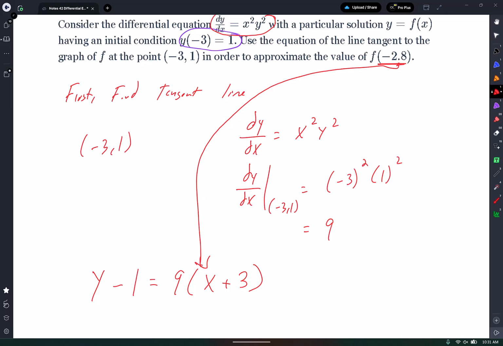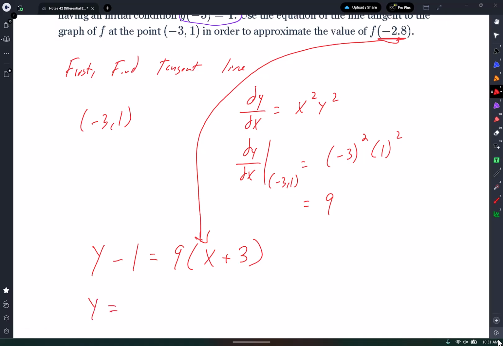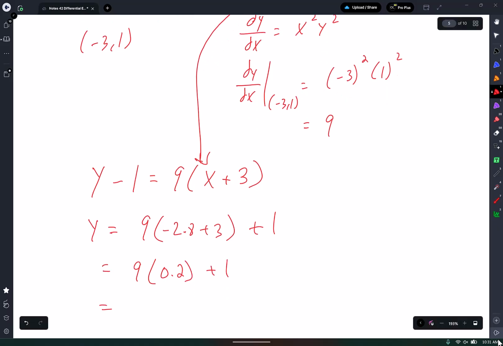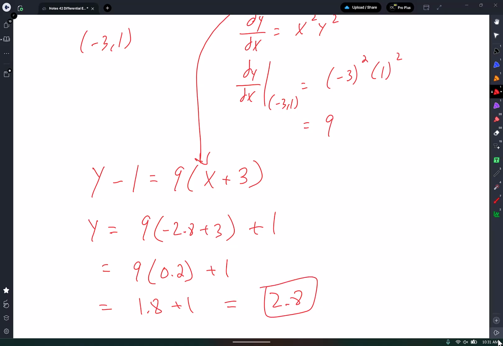Sometimes you have a calculator, sometimes you don't. It just depends. Let's see if we can do this without a calculator. y equals 9 times (negative 2.8 plus 3), plus 1. It looks like we can without a calculator. 9 times (negative 2.8 plus 3). I think that's positive 0.2, right? 9 times 0.2, that's 1.8, right? Or is it 0.18? 1.8? Okay. Plus 1, so 2.8. There it is. That's my approximate.